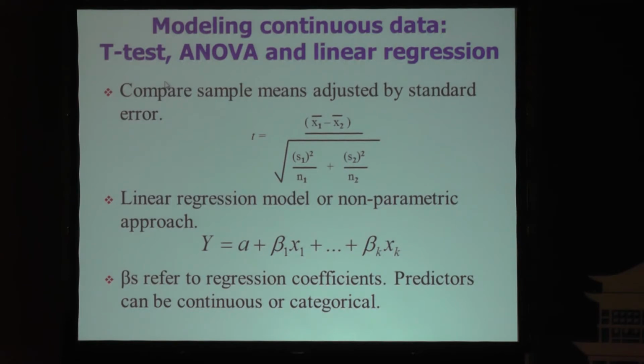And then how about when Y is continuous but the predictor is categorical? A typical example is the t-test. The t-test is to compare the mean differences between two subgroups. Very simple. But how about more than two subgroups? We can use the ANOVA test. But keep in mind, the t-test and ANOVA test are both based on normal distribution.